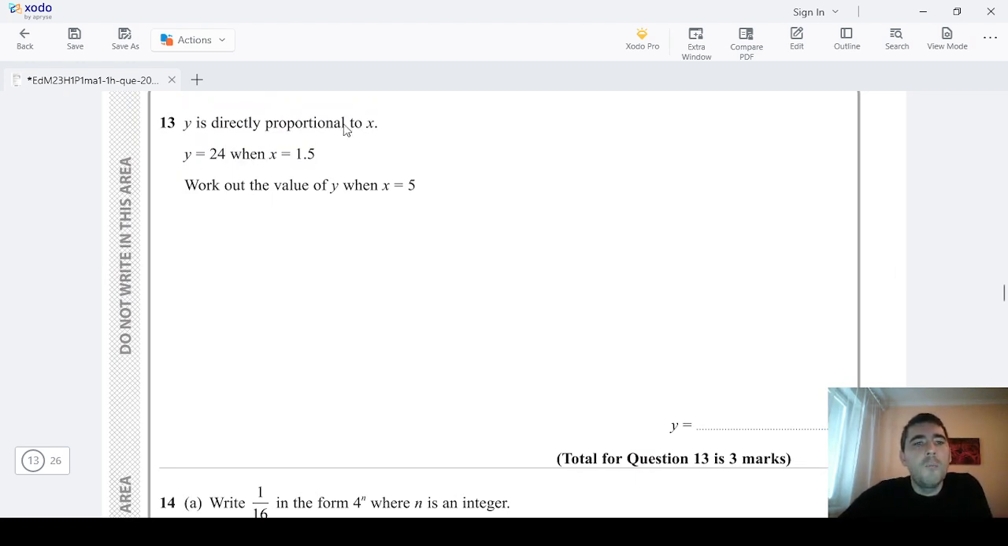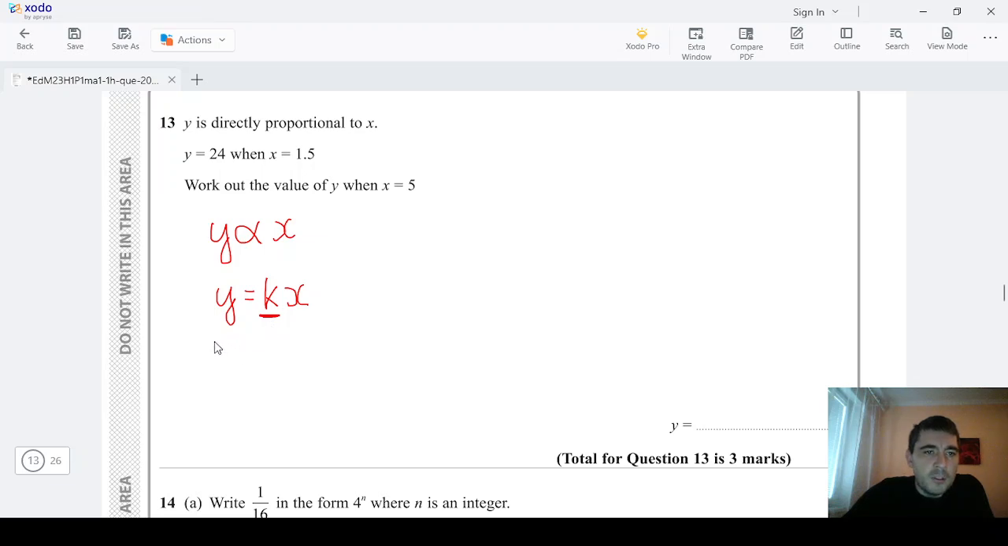So y is directly proportional to x. What does it mean? It means that when x increases, y increases at a constant rate. So let's write it in another way. When x increases, there should be some sort of proportion coefficient k, which defines how fast, what's the rate of increase. Okay, so let's plug in some values. We need to work out the value of that k.